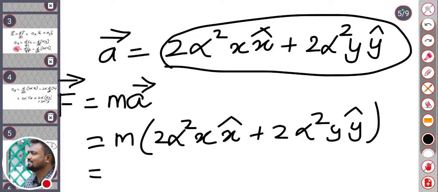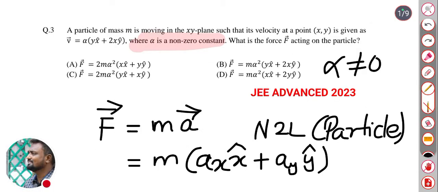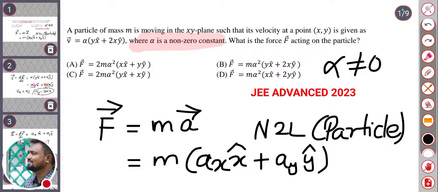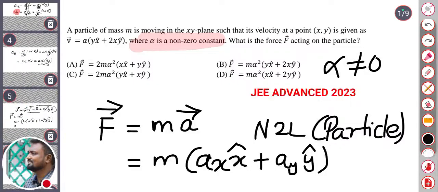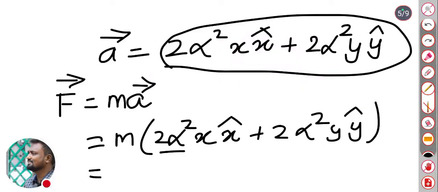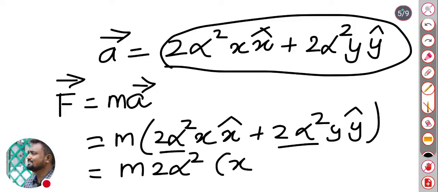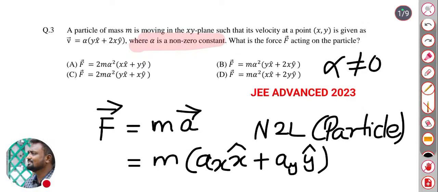So I will check the answer. Yes, we can take the similar terms. Here 2 alpha square and 2 alpha square are there. So m 2 alpha square times x times x cap plus y times y cap. Okay. So can you check, do we have such an answer? Yeah. Option 1A is our answer for this question.